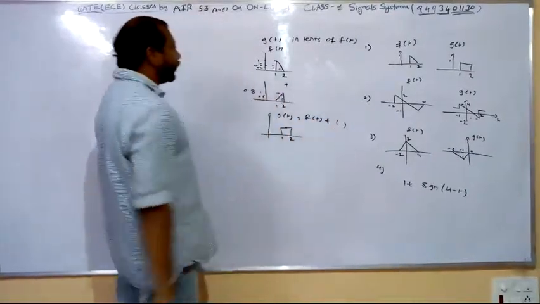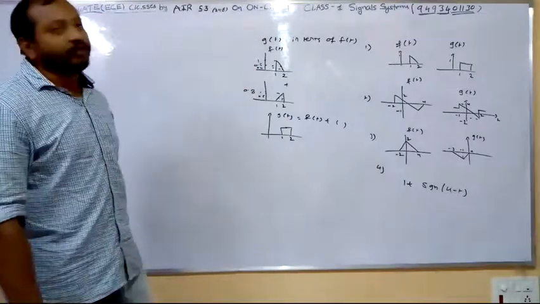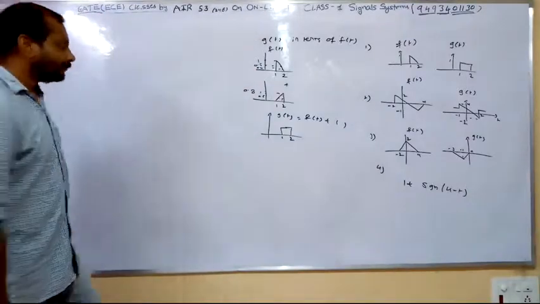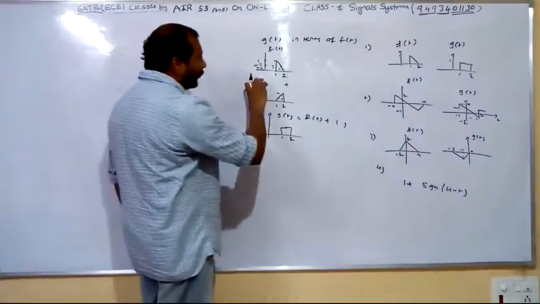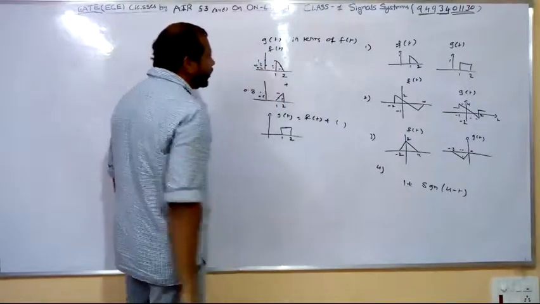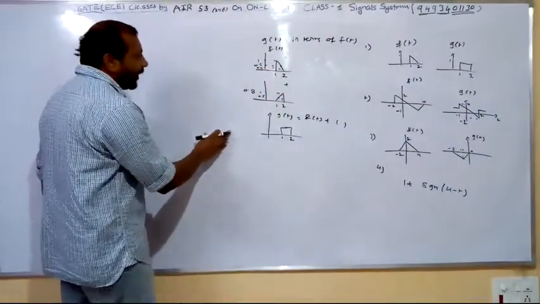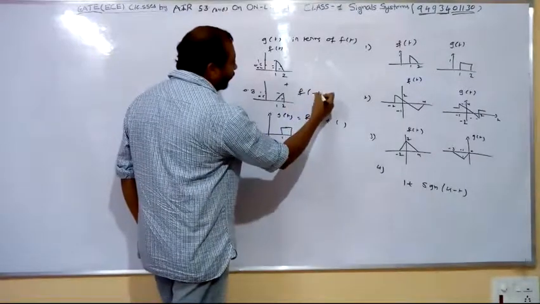How can you represent this signal in the form of f of t? This is the question we have. Now, how can you represent this signal in the form of f of t? So I am writing this as f of minus t plus 3.